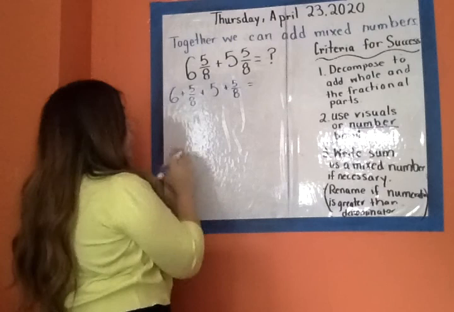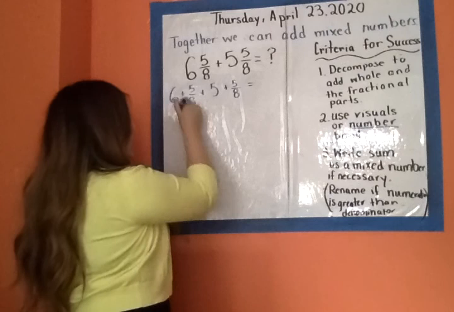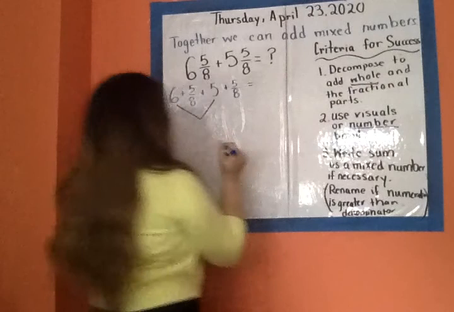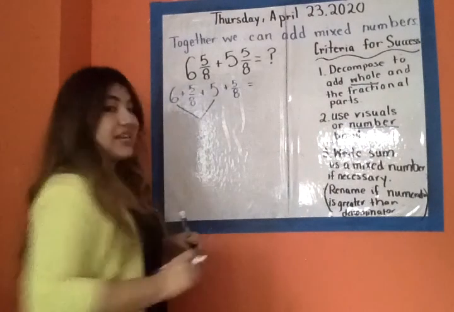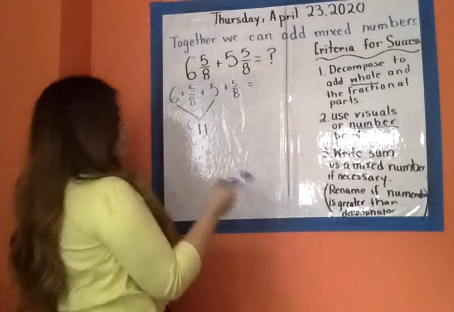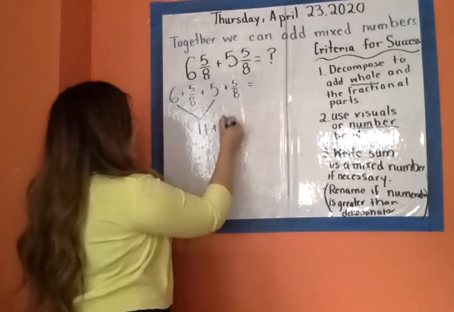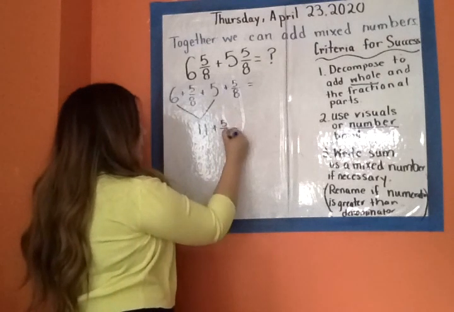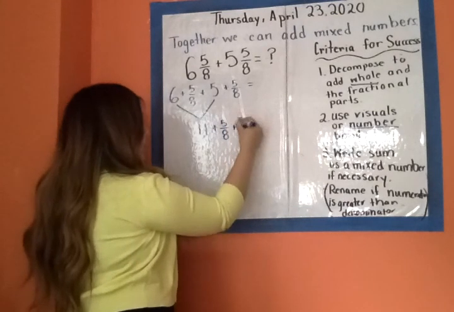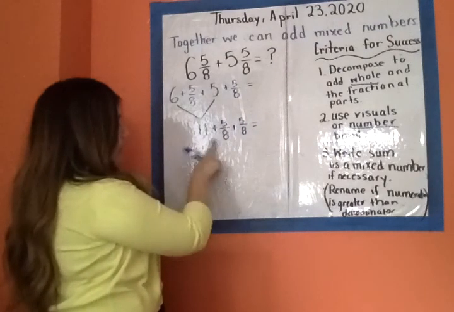What I like to do is think of my wholes first. I know 6, friends, plus 5 is what? I'm going to first add my whole numbers. And I know 6 plus 5 equals, at the sound of my snap, 11. Next, I'm going to rewrite this, and now that I have 11 as my whole, I'm also going to think, if I'm adding the fractional parts, then my first fraction is 5/8 plus 5/8. What would this be if it's 11 plus 5/8 plus 5/8?